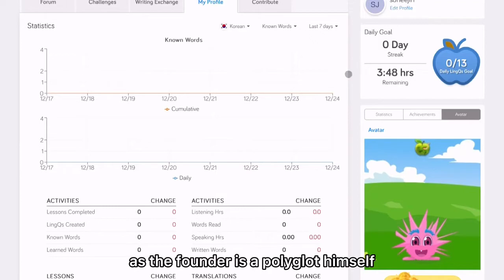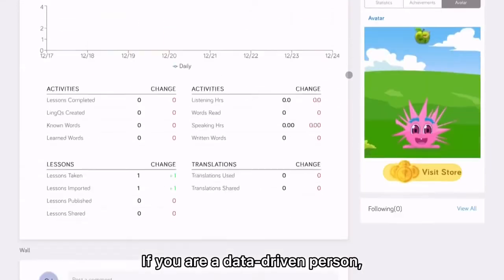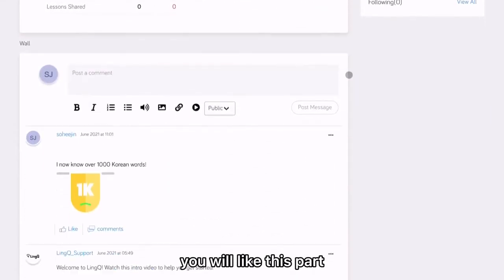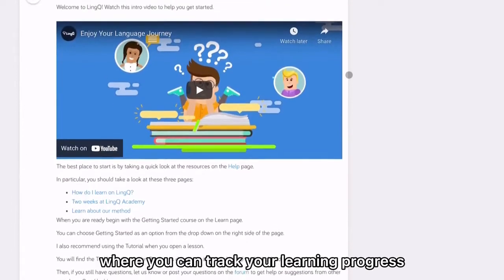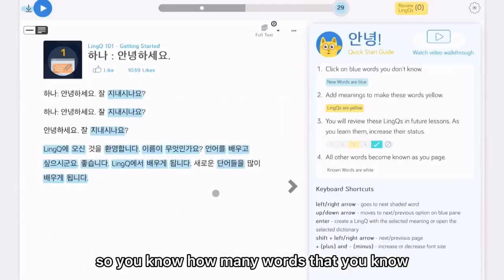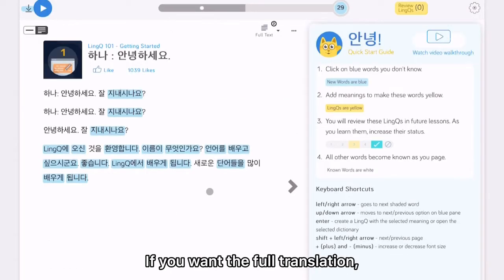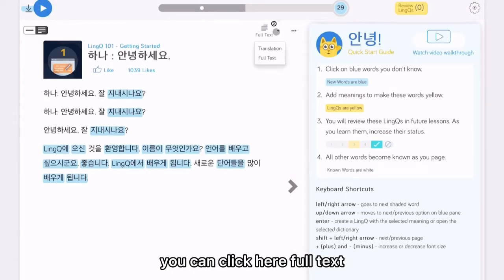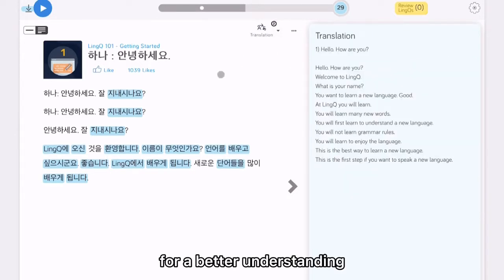a polyglot himself. If you're a data-driven person, you'll like this part, where you can track your learning progress, so you know how many words you know. If you want the full translation, you can click here, full text, for better understanding.